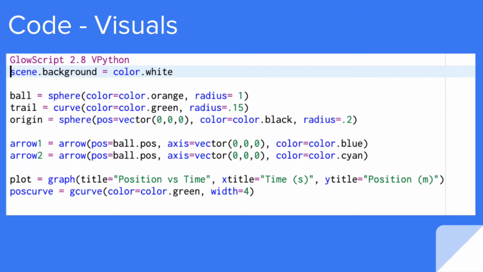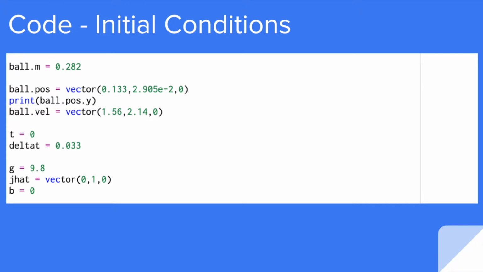So the first thing I did in my code was program the visuals. I used information we had from our previous labs to create the background scene, the aeroscale, the plot, as well as the size and shape of our ball, trail, and origin. I then programmed my initial conditions of the ball's mass, the ball's initial position, the ball's initial velocity, and then our gravitational constant and j hat vector, as well as our b coefficient. And I started the time and delta time.